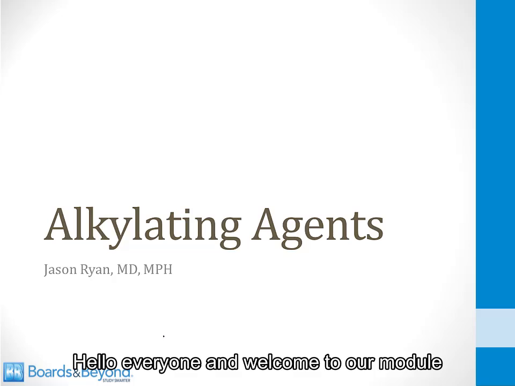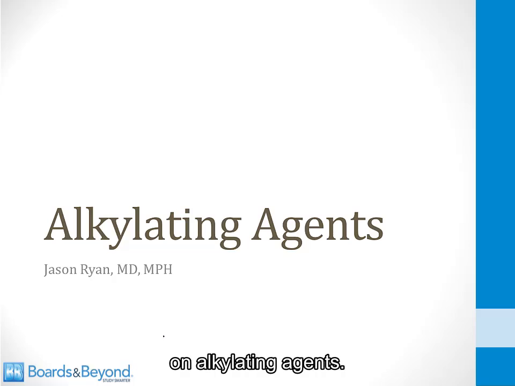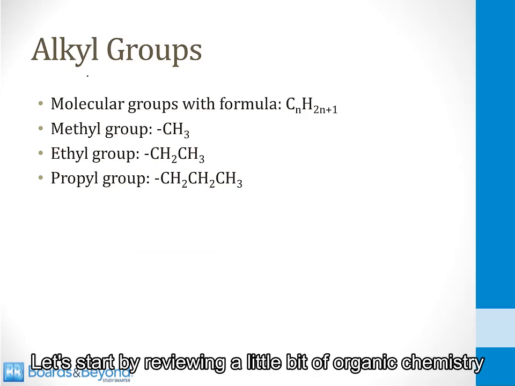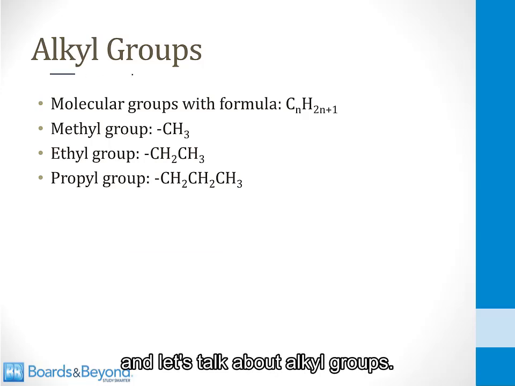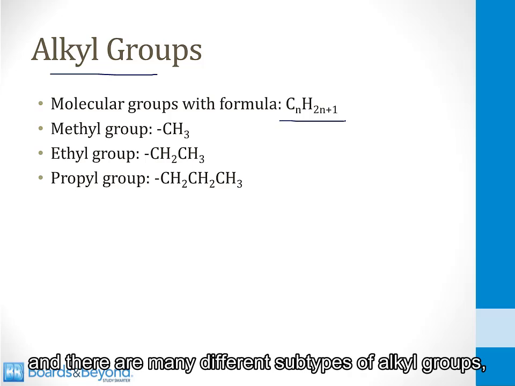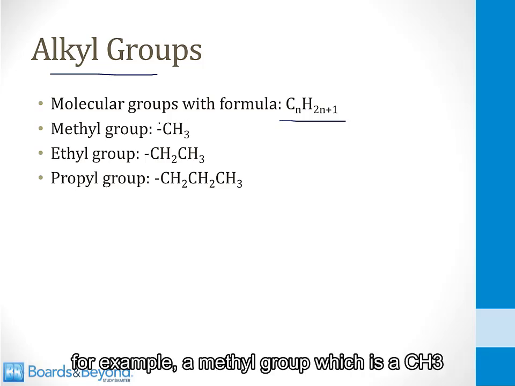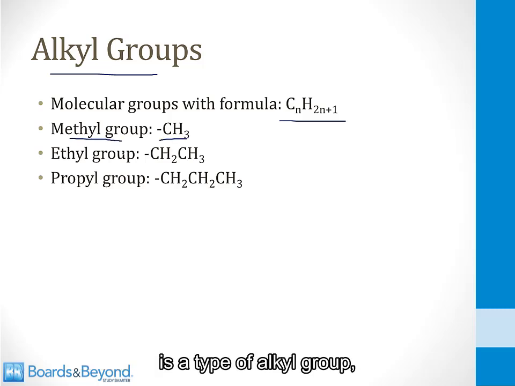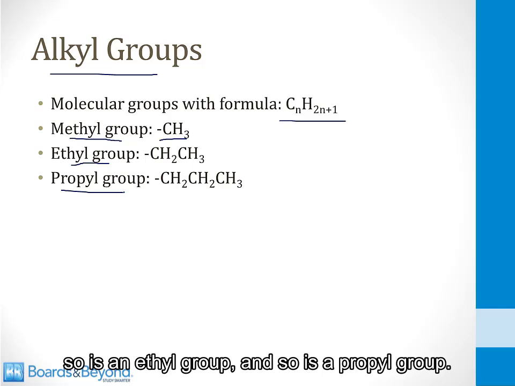Hello everyone and welcome to our module on alkylating agents. Let's start by reviewing a little bit of organic chemistry and let's talk about alkyl groups. Alkyl groups are molecular groups that have a formula CnH2n+1, and there are many different subtypes of alkyl groups. For example, a methyl group, which is a CH3, is a type of alkyl group, so is an ethyl group, and so is a propyl group.